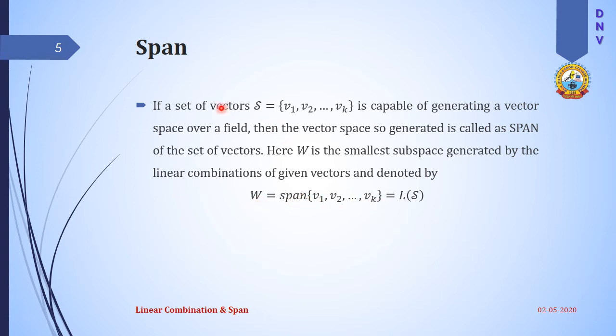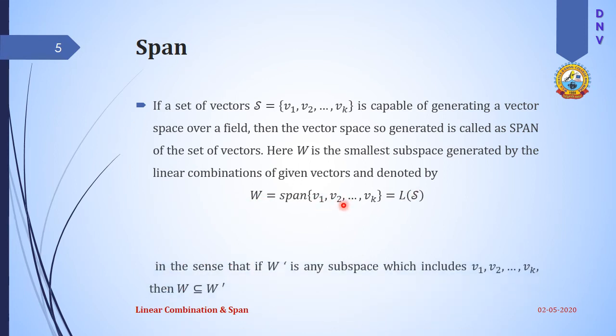So how do we represent a span? A span is a word which represents the vector space in the larger sense. So I can also denote it by L of S. It is the linear span of S. So the set W is the span of these k vectors.